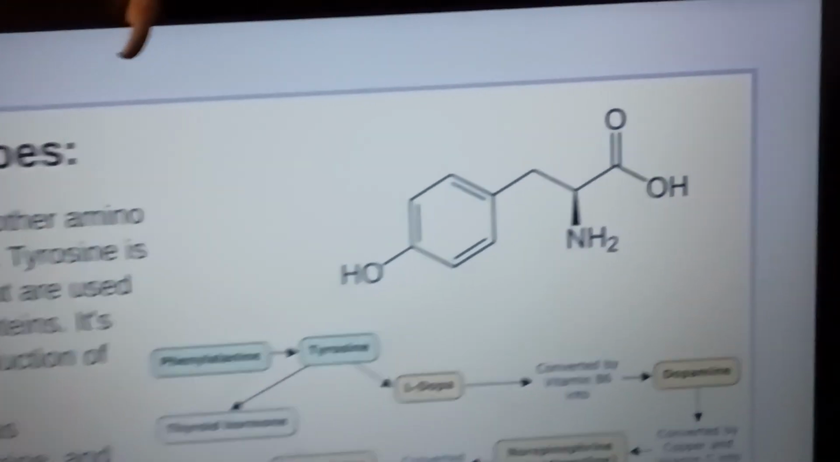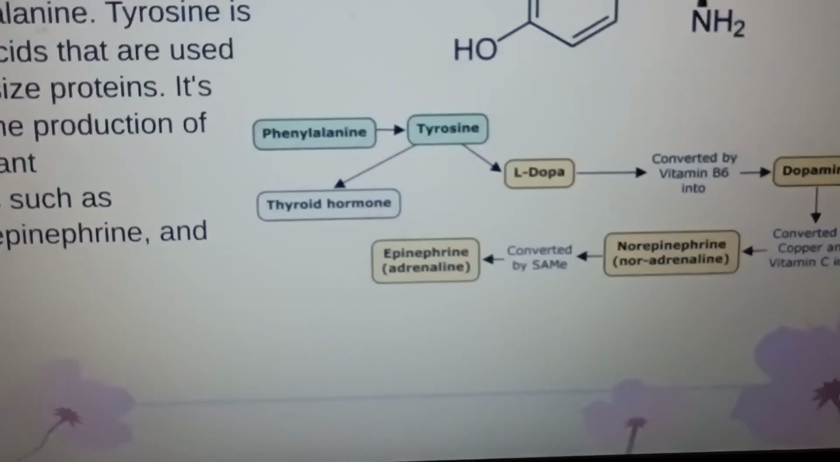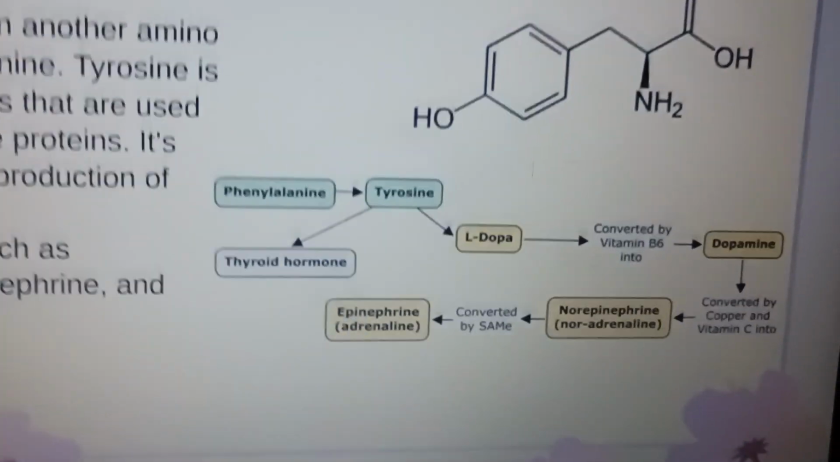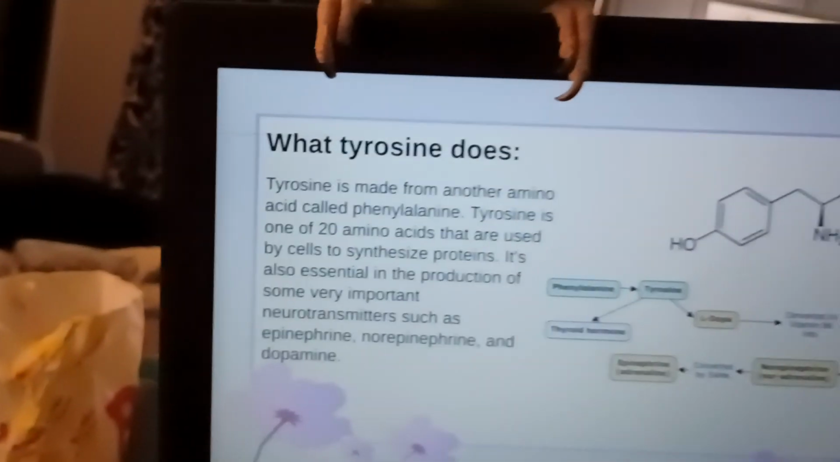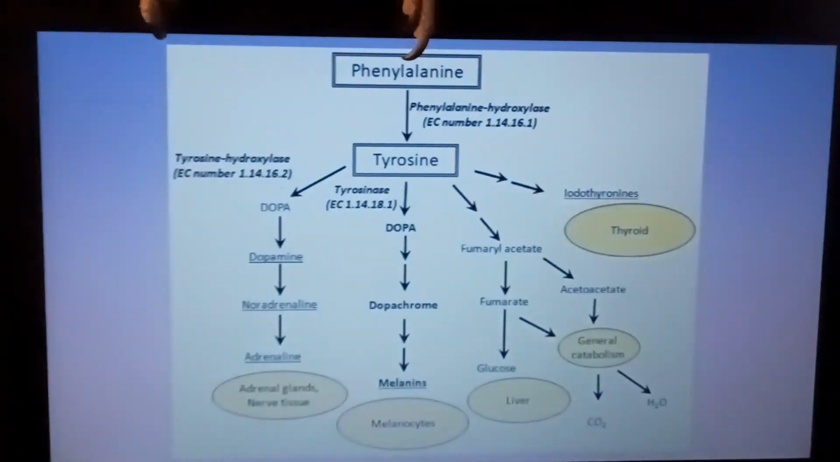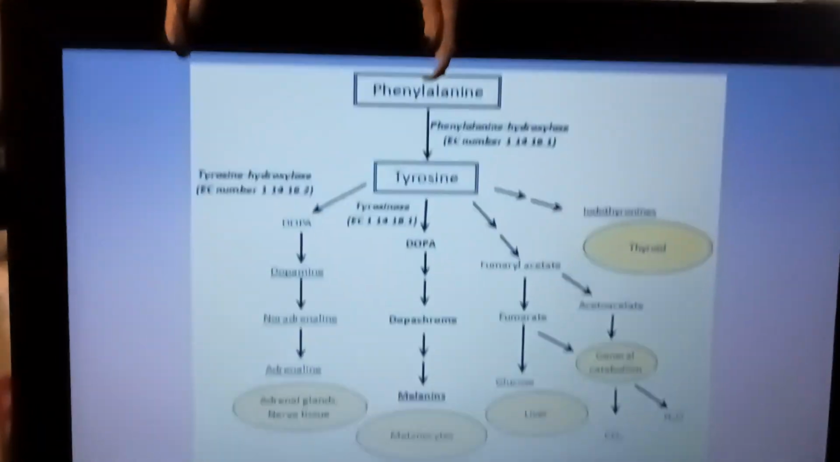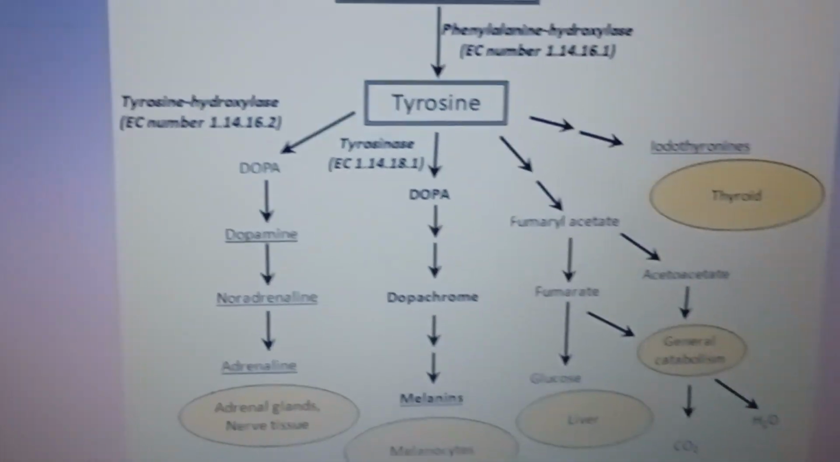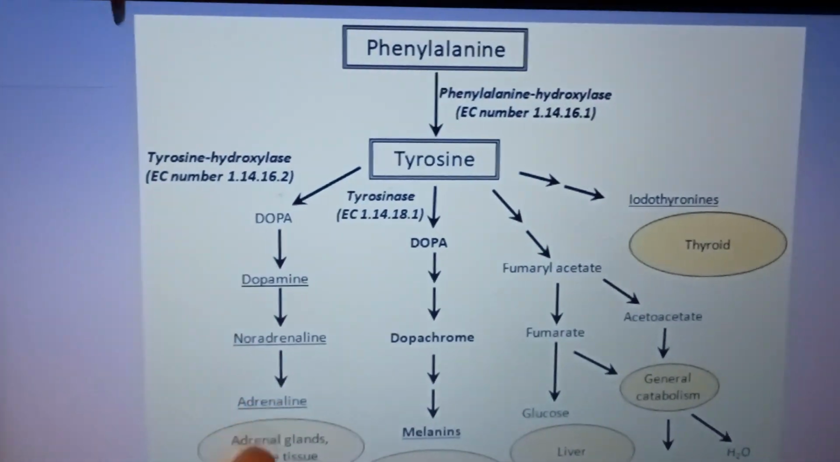This is tyrosine right here. And this shows how tyrosine is converted into the different neurotransmitters. This also shows how it's converted to the different neurotransmitters, but in more detail. You can see the stages it goes through to get to them.